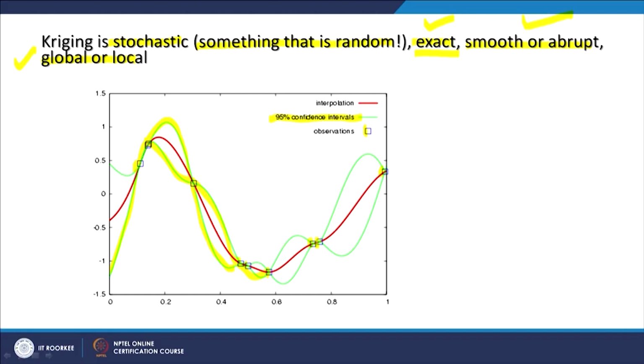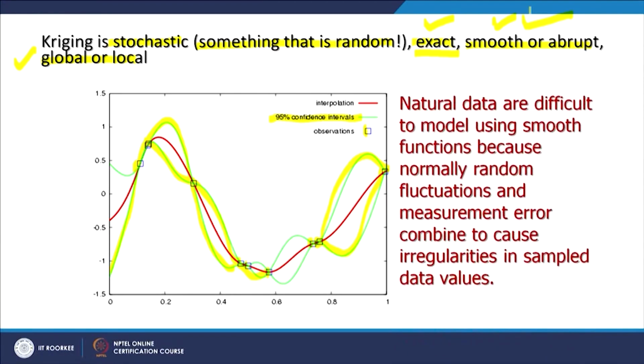At the same time it is smooth as well, so between these 2 points it is following some smooth path. If we constrain this, then it can also become abrupt. And if we change the radius or other parameters, then it can become either global or local. So kriging is a quite powerful interpolation technique.